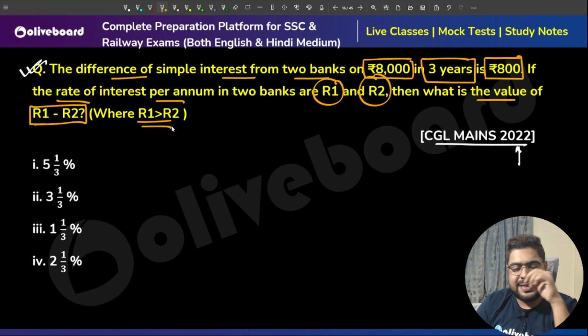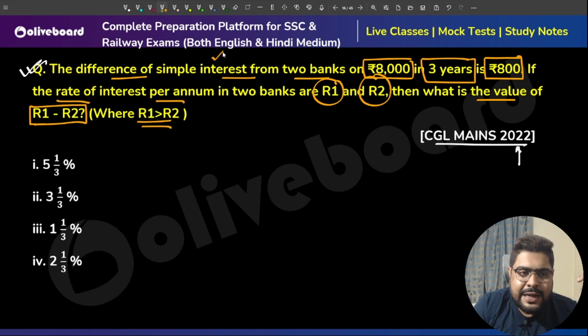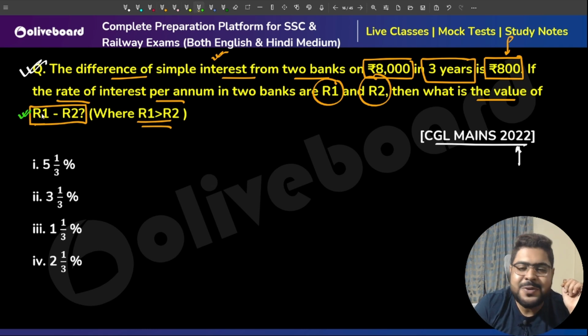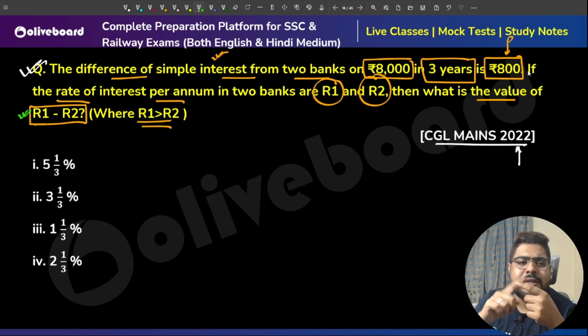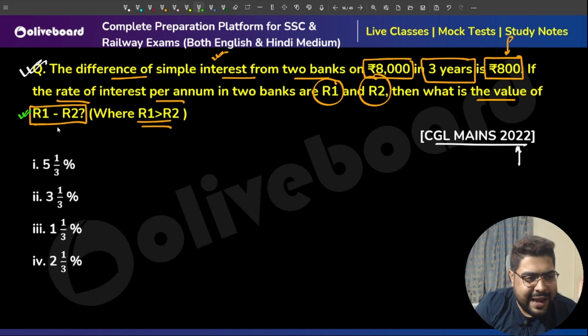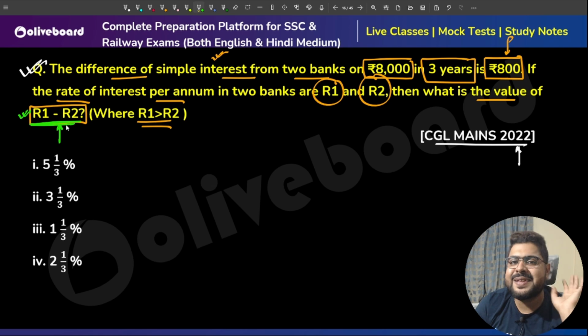So please understand one thing. If the difference is this much, in terms of percentage also, I will only be able to calculate the percentage. So the whole thing hinges on that difference. Again, please understand, this is just to confuse you. If the difference is given, that means the difference between the rates of interest is all we can calculate. I cannot even calculate anything else. I can only calculate this thing, nothing other than this.